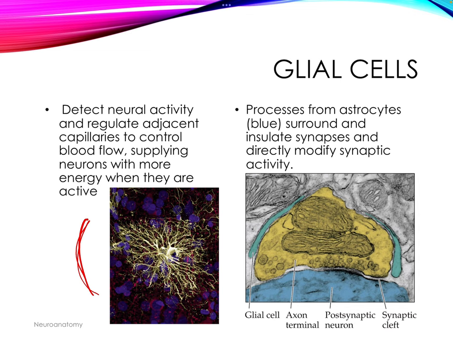to monitor blood flow. So here you can actually see the astrocytes surrounding and insulating synapses, and these are really important for modifying synaptic activity. This is a really interesting way to modulate activity, because it's wrapping itself completely around these synapses to insulate them and make sure that they're directly modifying that activity.